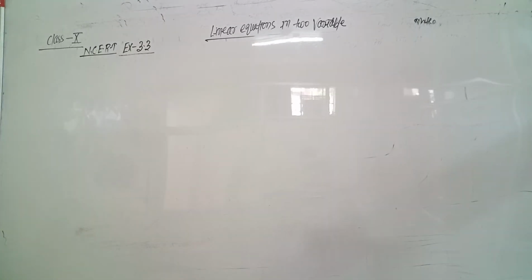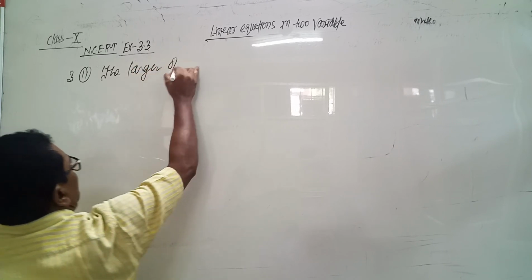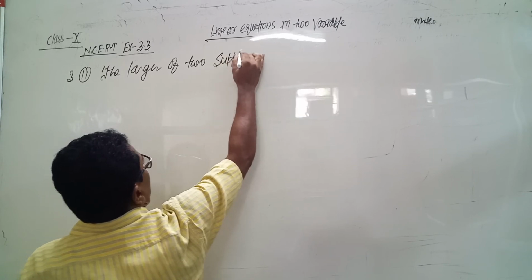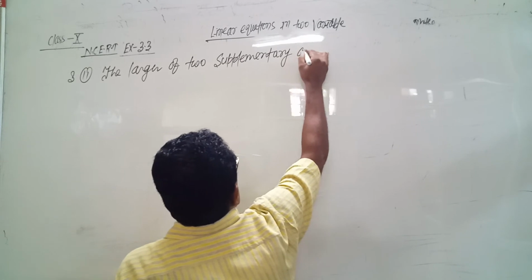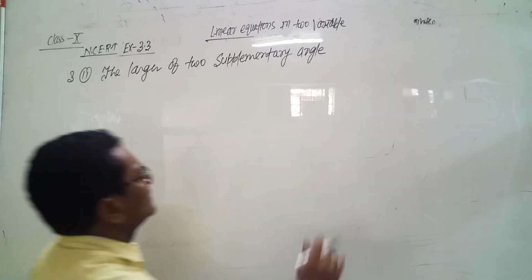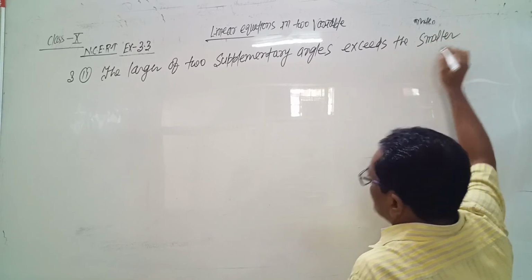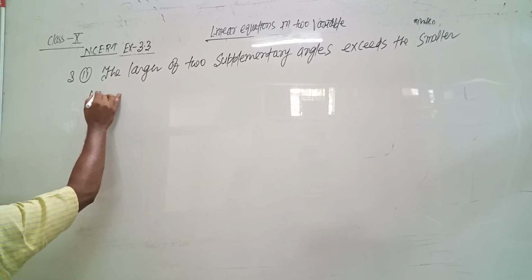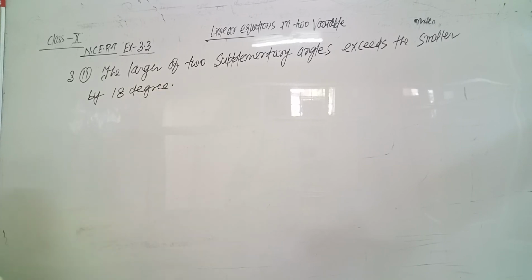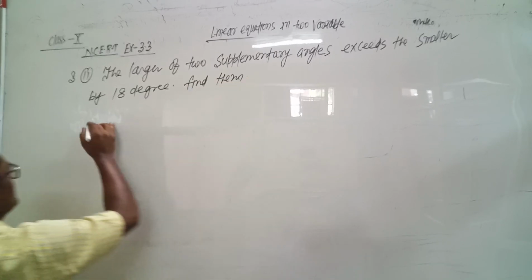Now the second part of the questions, third. The larger of two supplementary angles exceeds the smaller by 18 degree. Find them.